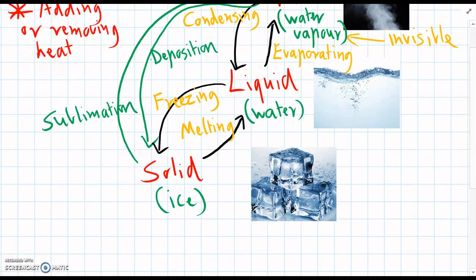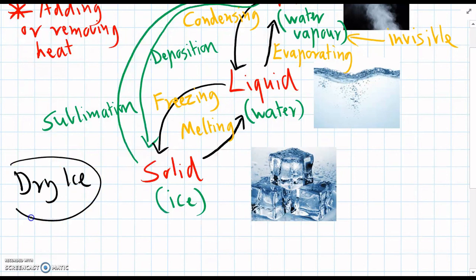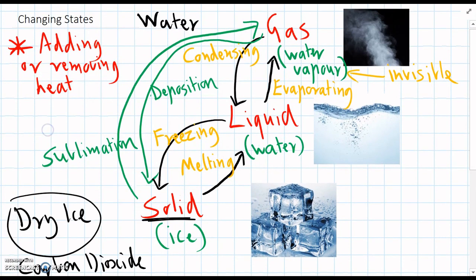And the most common material that does this is dry ice, which you might have heard of, which is just the solid version of carbon dioxide. We can start with solid dry ice, solid carbon dioxide, and when you warm it up, it goes straight to a gas, and the carbon dioxide gas flies off into the air.